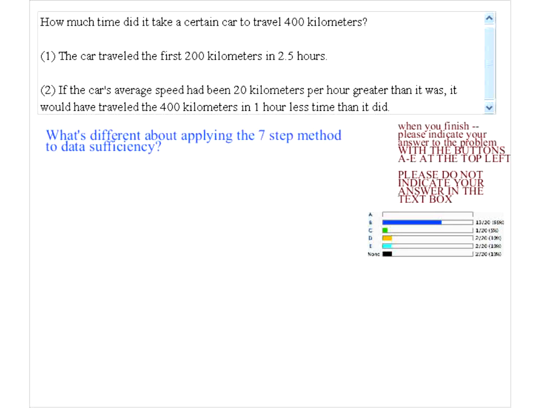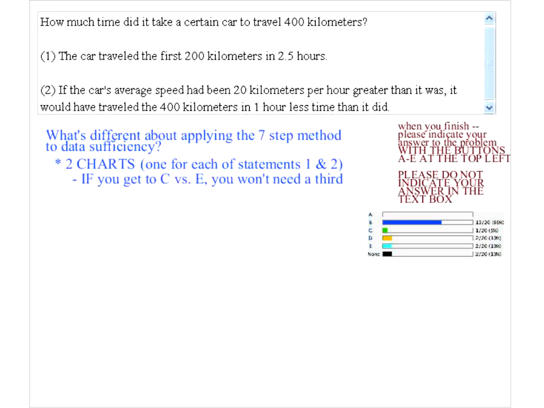Yes, you're going to want to make 2 charts. Remember, statement 1 and statement 2 are different sets of information, so you don't want to use the same chart. You want to use one for each of statements 1 and 2. If you get to C versus E, you won't need a third chart, because that's just combining the two. You can just import the data from one of the charts into the other one.